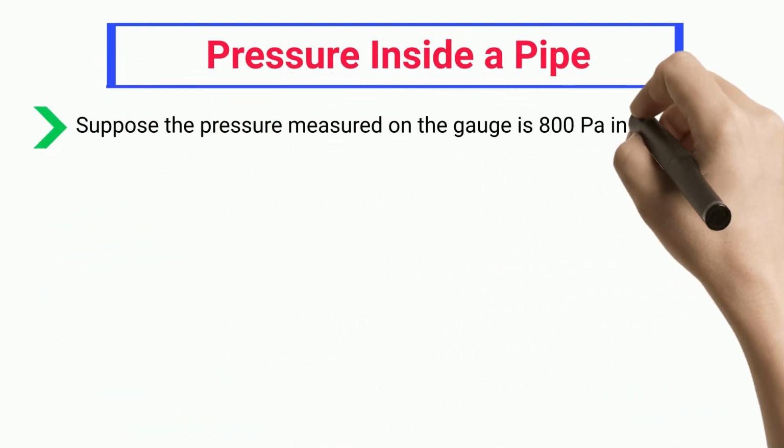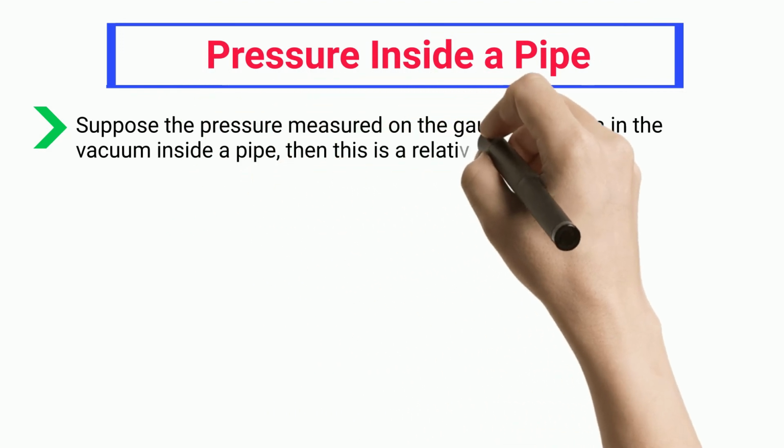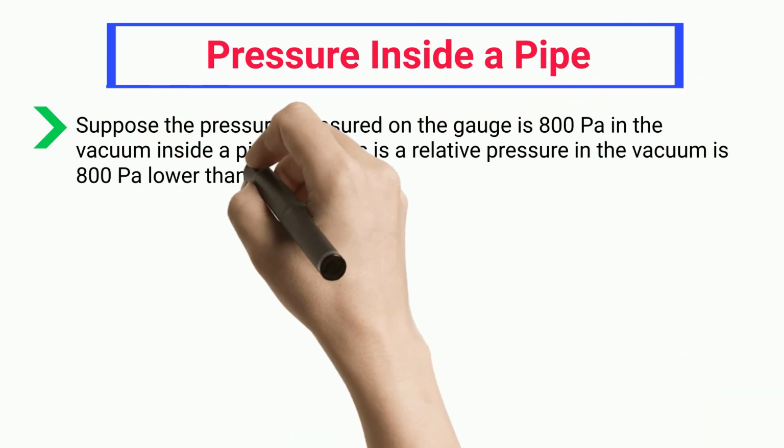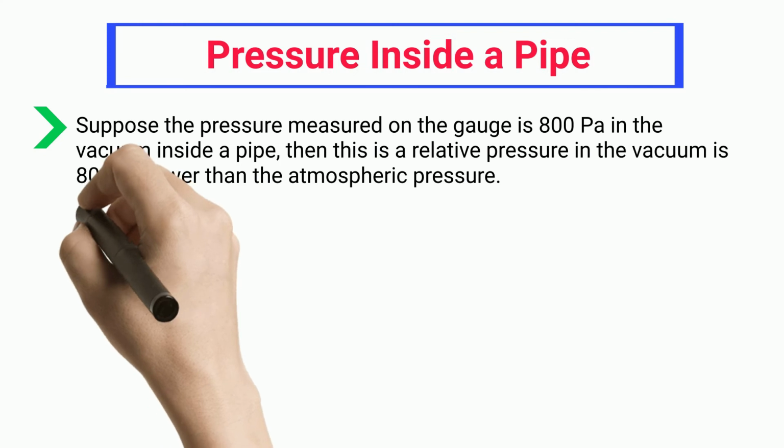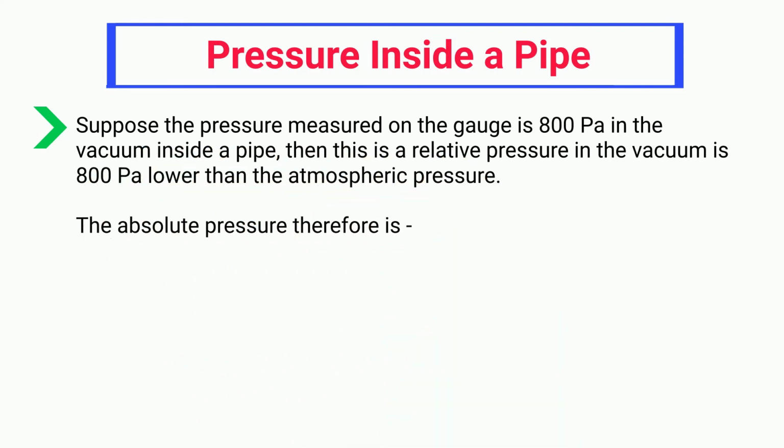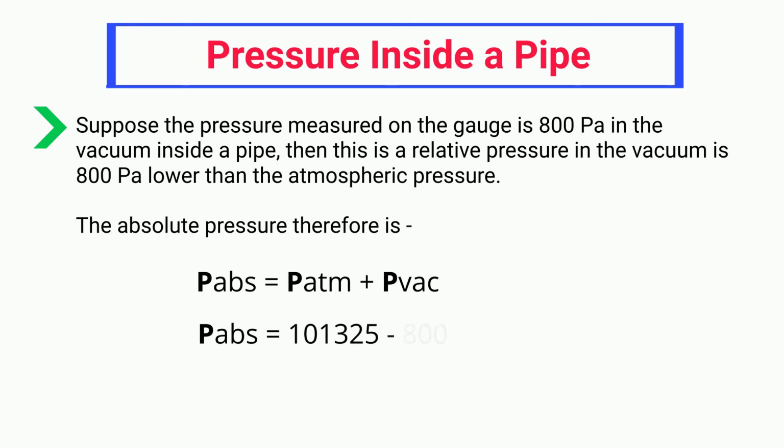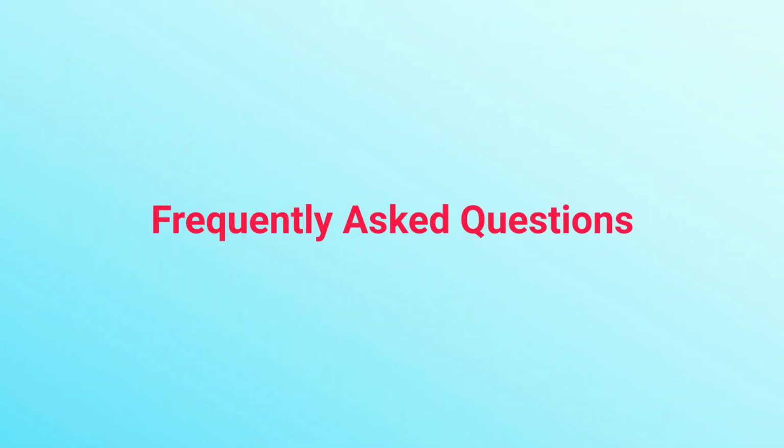Pressure inside a pipe. Suppose the pressure measured on the gauge is 800 pascals in the vacuum inside a pipe, then the relative pressure in the vacuum is 800 pascals lower than the atmospheric pressure. The absolute pressure, therefore, is P_ABS equals P_ATM plus P_GAUGE. P_ABS equals 101325 minus 800 equals 100525 Pa.